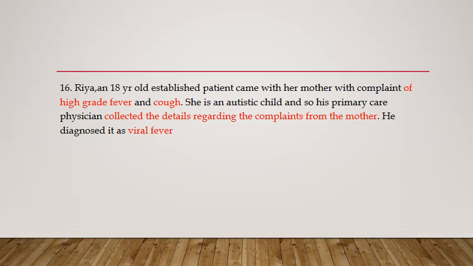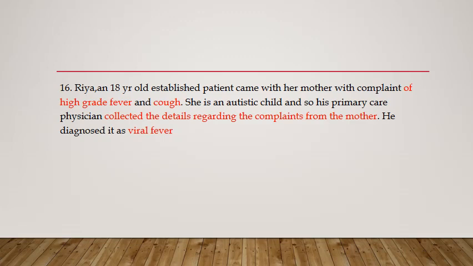Okay, then identify the problems. The patient's complaint is high-grade fever and cough, and the physician has diagnosed it as viral fever. So, viral fever is an acute uncomplicated illness or injury. One acute uncomplicated illness or injury means it comes under low of the problem table. Okay, then next, the data table.